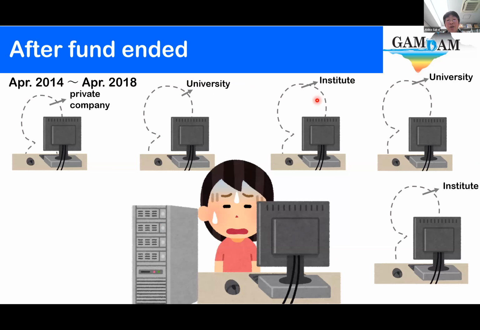Then March 2014 came. The project was finished and the project fund was finished and members have gone away. Fortunately, all members could get a job at some university or institute. Then from April 2014, the second stage of this GAMDAM project has started without members. I continued to revise the inventory because of my persistent personality.